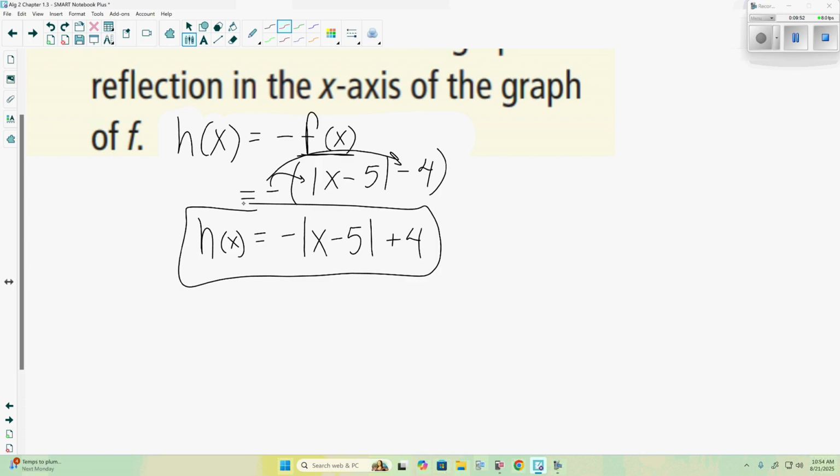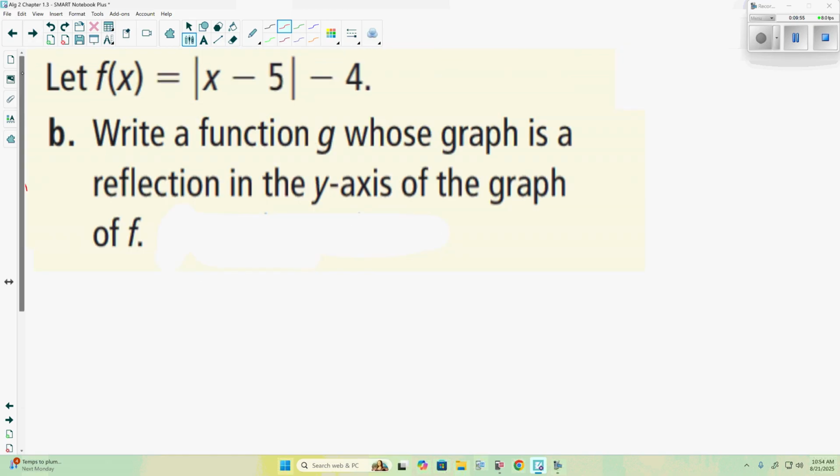Now we want to write a function g whose graph is a reflection in the y-axis. We'll say g of x. Now the general form for y-axis is f of negative x. That's just the general form for it, because we're replacing the x inside that function notation with negative x. Which means for our function here, for f of x, we also have to replace the x with negative x.